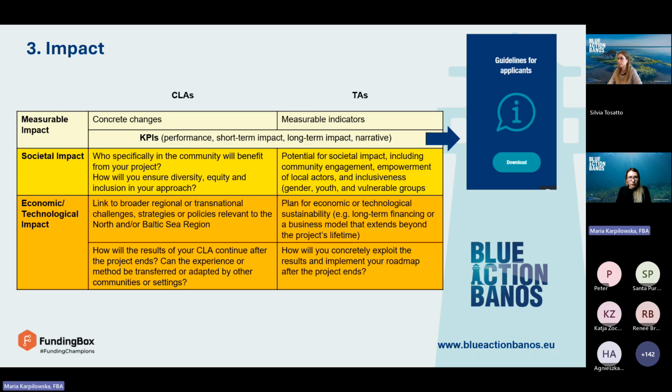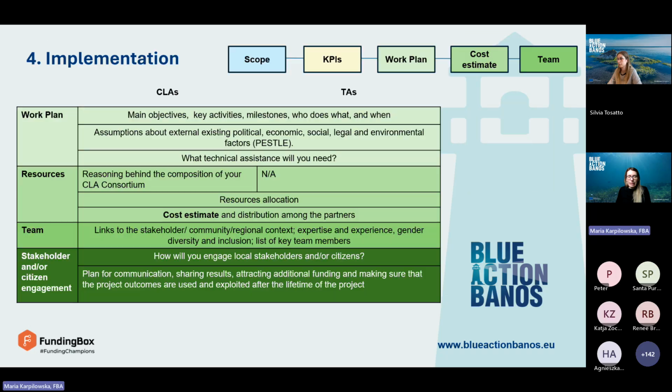And the third evaluation criterion is implementation. This is where we want to know what you are planning to do, with whom, for how much money, and who you will engage as part of the direct project team. So basically this is the information.